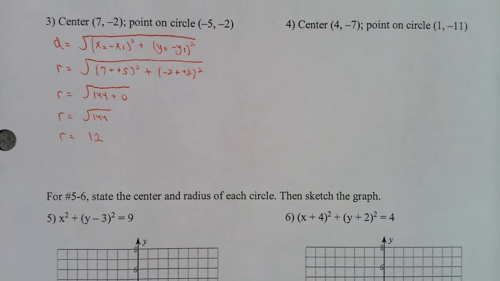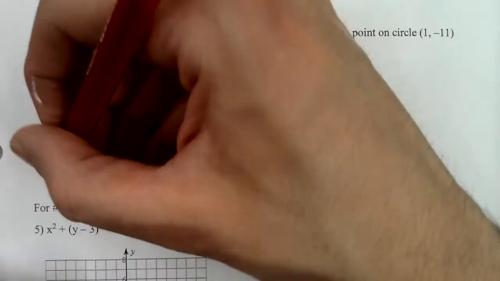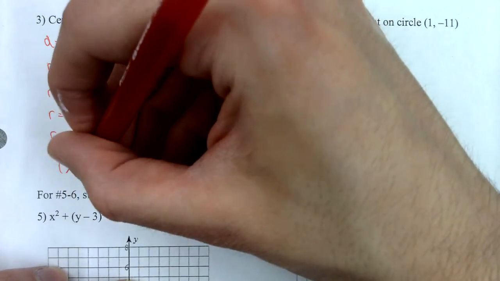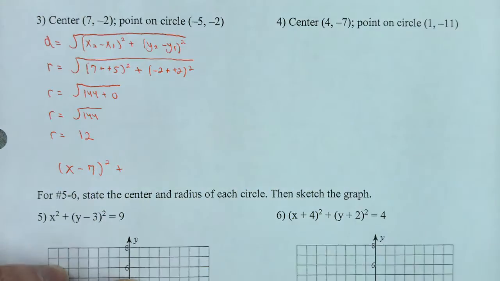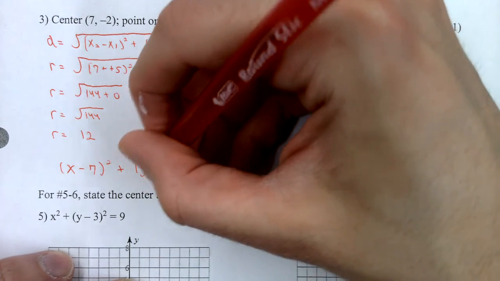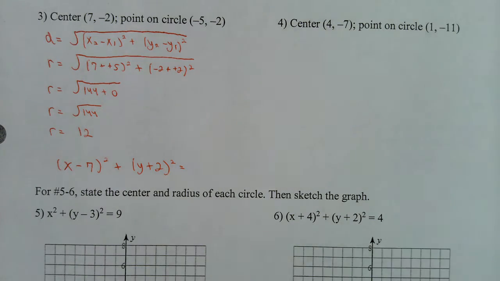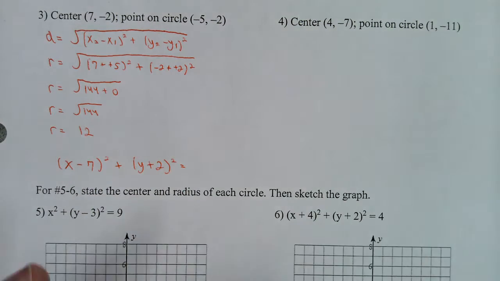So now my final answer, remember I use the opposite sign, so x minus 7 squared plus y plus 2 squared is going to equal the radius squared. 12 squared is 144.